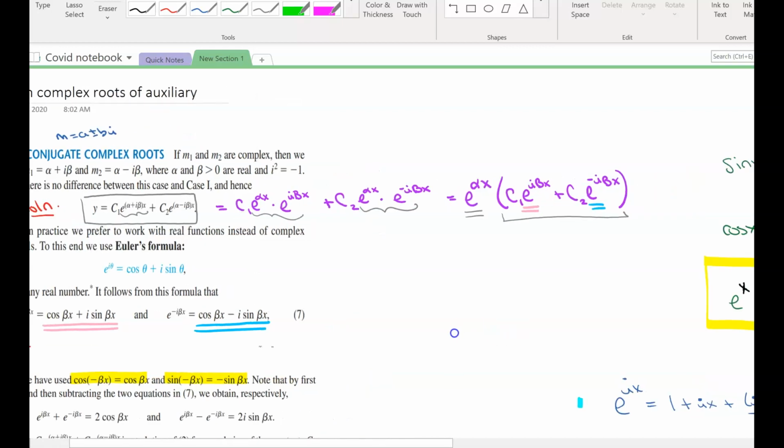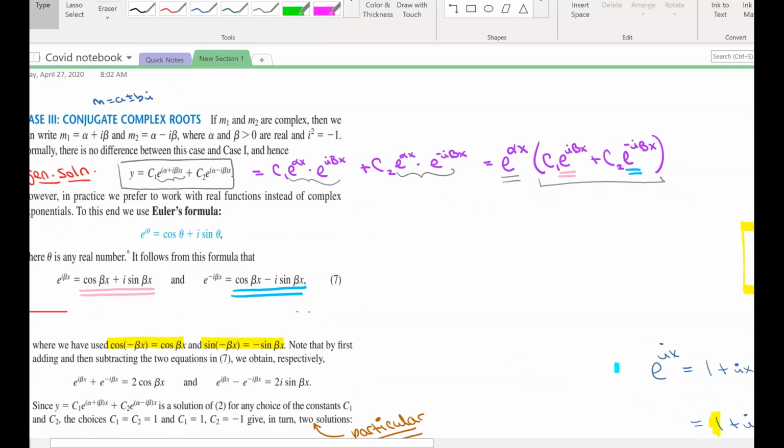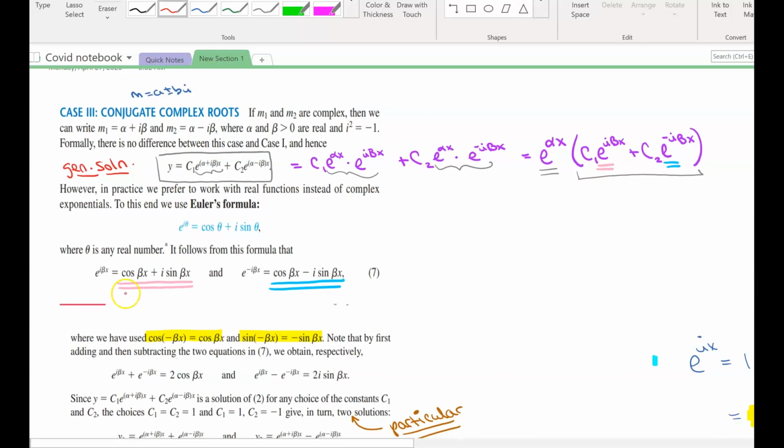Now what we're going to do is use Euler's formula, or Euler's principle. I always call it Euler's principle. It just sounds more sophisticated than Euler's formula. We're going to use Euler's principle to flesh out this pink e to the ibx and the blue e to the negative ibx, okay? Well, according to Euler's principle, e to the ibx equals this. And e to the negative ibx equals this.